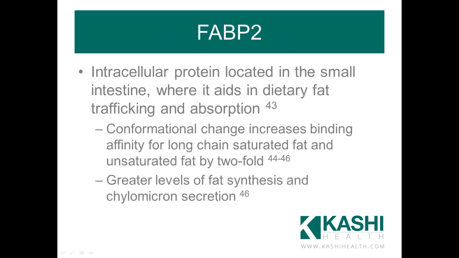FABP2 is an intracellular protein located in the small intestine where it aids in dietary fat trafficking and absorption. The polymorphism involved in the FABP2 marker induces a conformational change where we have an increased binding affinity for long-chain saturated fatty acids and unsaturated fatty acids up to 2-fold. Greater levels of fat synthesis and chylomicron secretion are also exhibited in carriers of this allele.